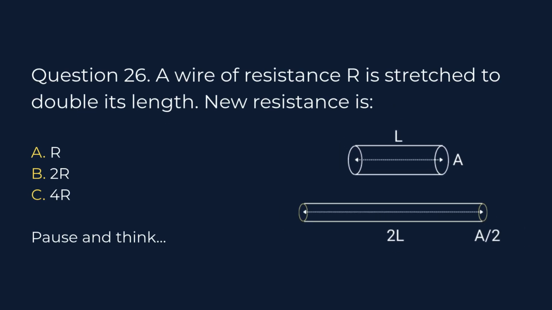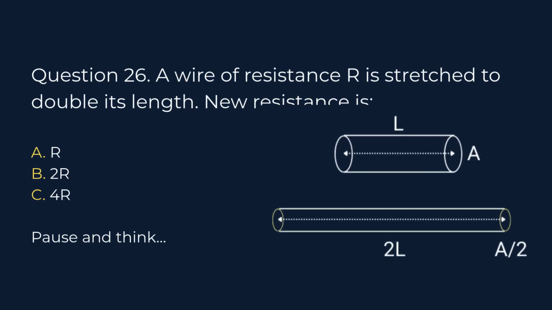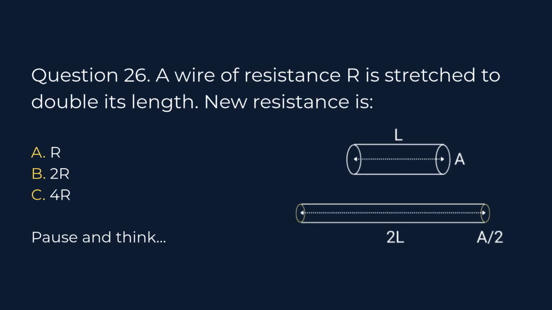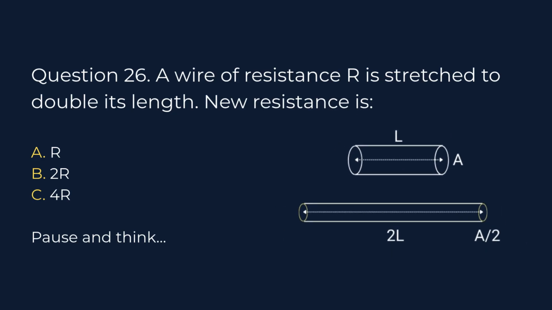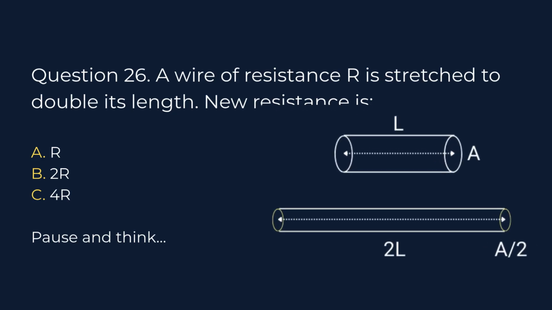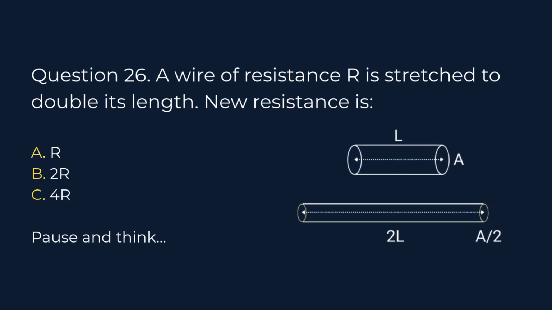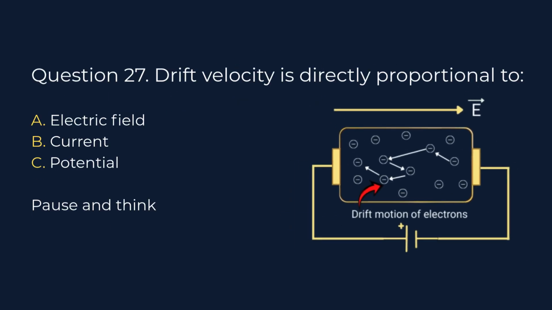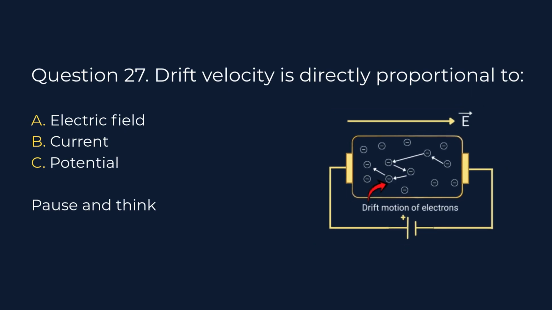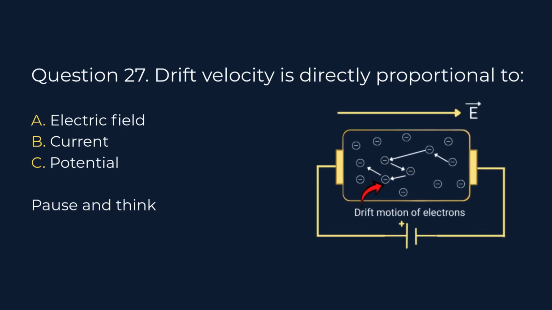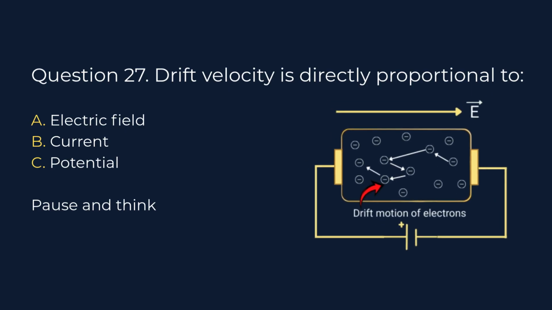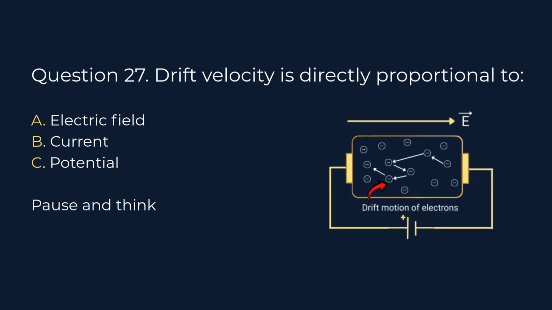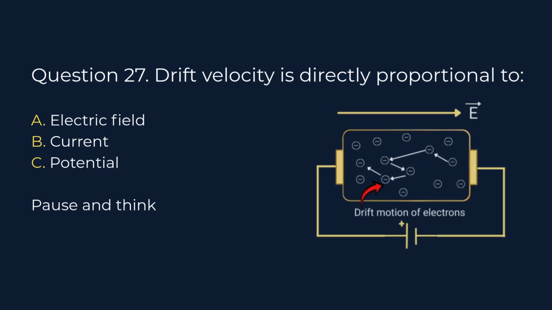Question 26. A wire of resistance R is stretched to double its length. The new resistance will be option A R, option B 2R, option C 4R. Question 27. The drift velocity is directly proportional to option A electric field, option B current, option C potential.